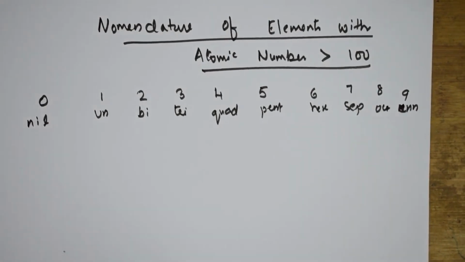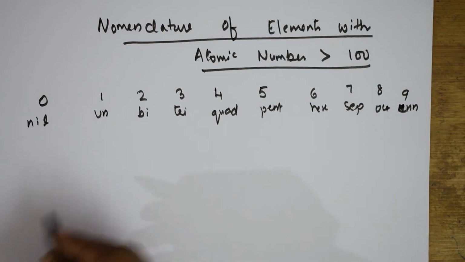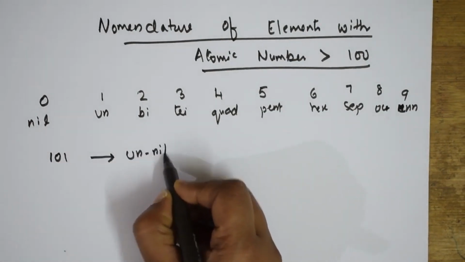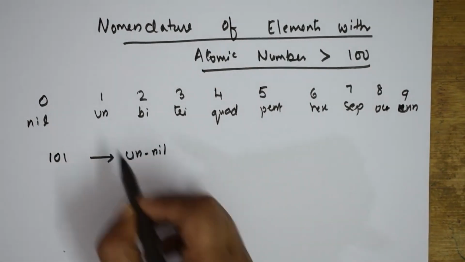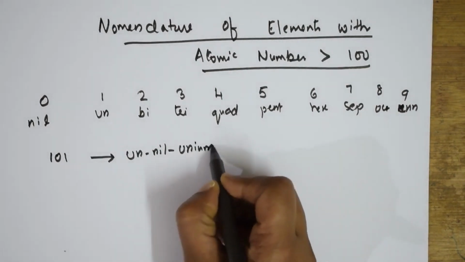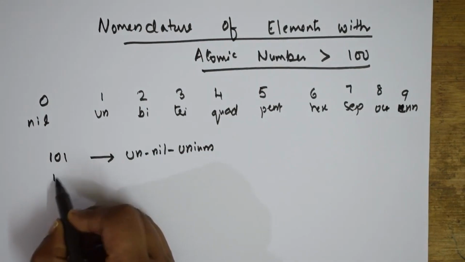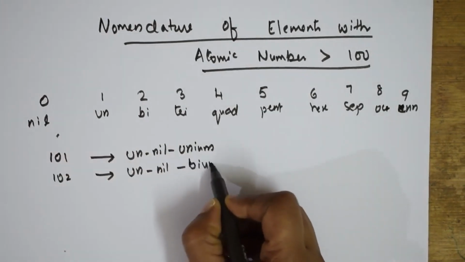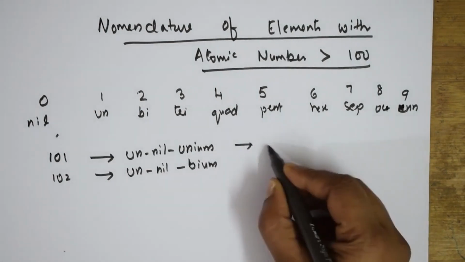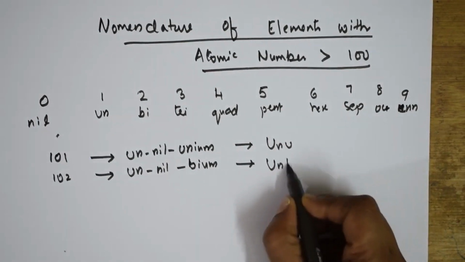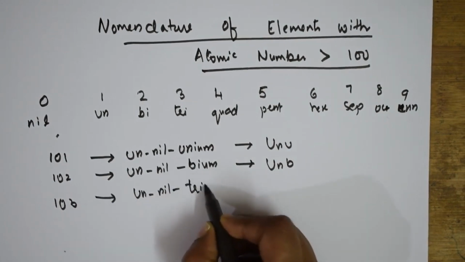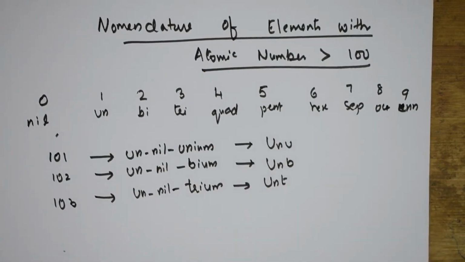Now, in some cases, when the names are shortened, you can write them with ium, we'll be using that. I'll give you certain examples. Suppose I have an element with atomic number 101, how will I name this? I'll name this as un nil unium. Nil is for 0, un is for 1. Next, 102. Un nil bium. Now, what is the symbol for this? Unu. For this, Unb. 103. Un nil trium. Unt. Hope, students, it is clear.